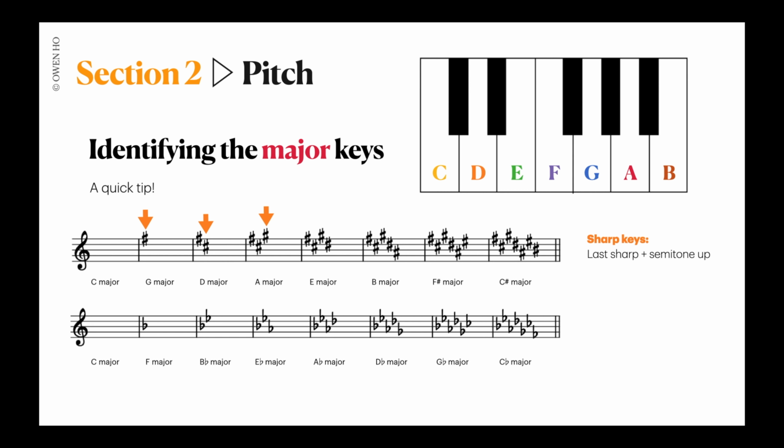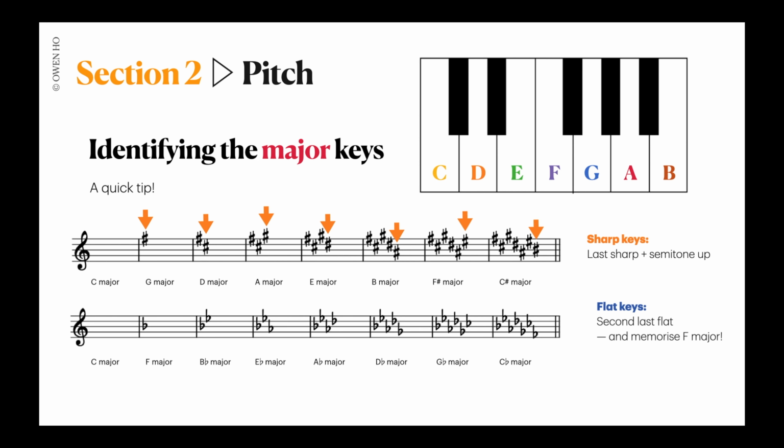Next, we have the key of E major, which is a semitone higher than the last sharp, the D sharp. And then we have a B major here, which is a semitone higher than the last sharp, A sharp. And then we have the F sharp major, which is a semitone higher than the E sharp. Lastly, we have the C sharp major, which is a semitone higher than the B sharp.